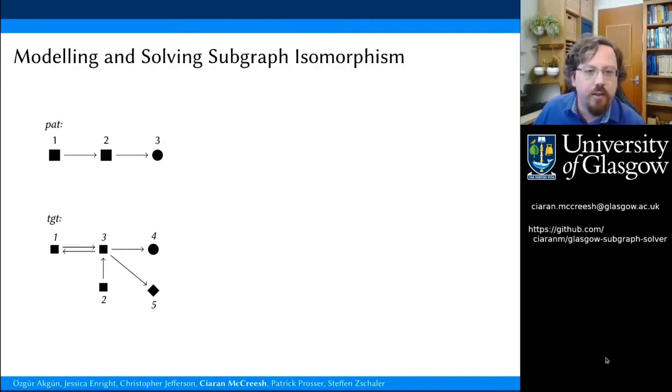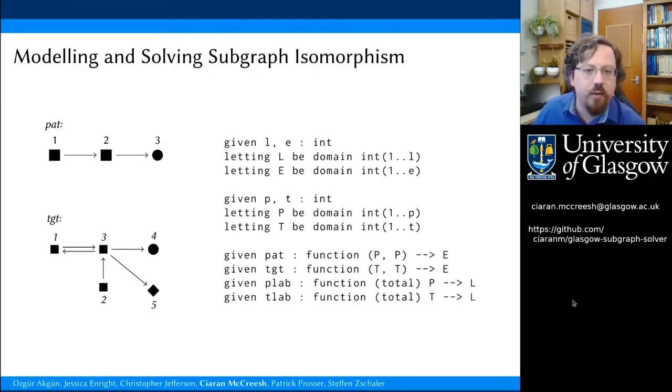And we can model this in the Essence modeling language as follows. We're going to set up a set of labels for vertices and a set of labels for edges. We're going to be given a number of pattern vertices and a number of target vertices. We describe a pattern graph as a partial function from a pair of vertices to an edge label, and similarly a target graph is a partial function from pairs of target vertices to an edge label. And then we describe pattern and target labels as total functions from pattern or target vertices to labels on vertices.